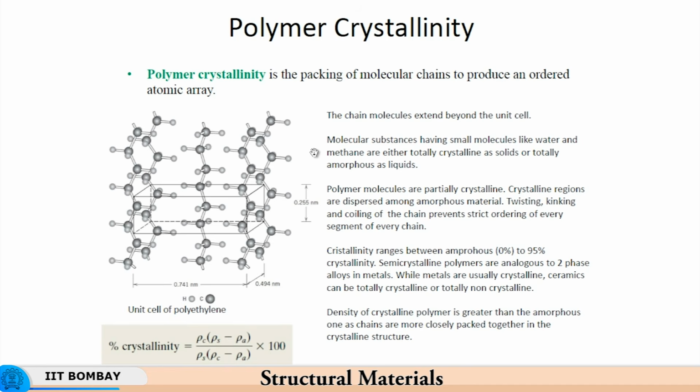The metals are usually crystalline. Ceramics can be totally crystalline or totally non-crystalline, but polymers can be semi-crystalline, so that they can adjust the rate, adjust the magnitude of crystallinity between 0 and 95%. So there is a significant difference between metals and ceramics. Metals are usually crystalline, and ceramics can be totally crystalline or totally non-crystalline.